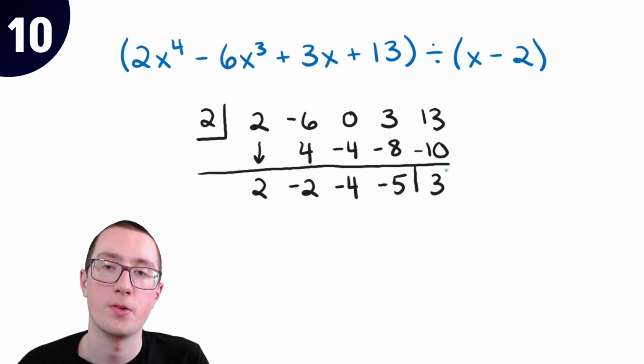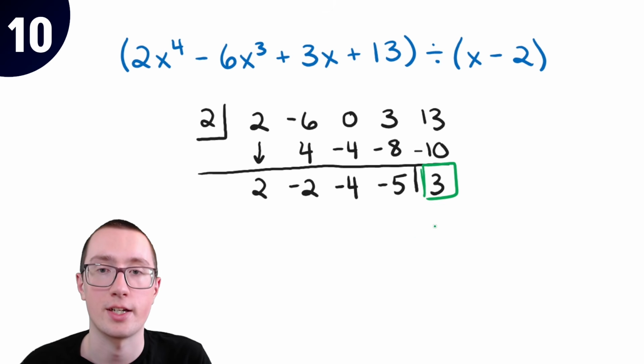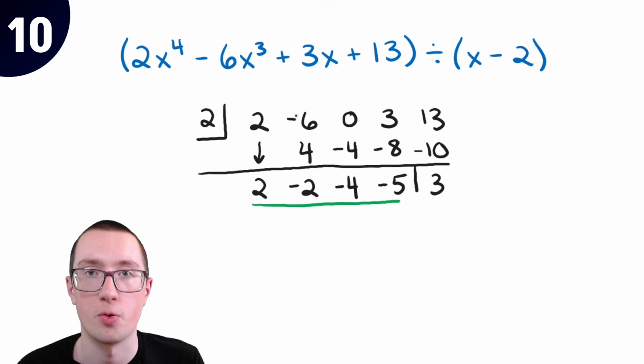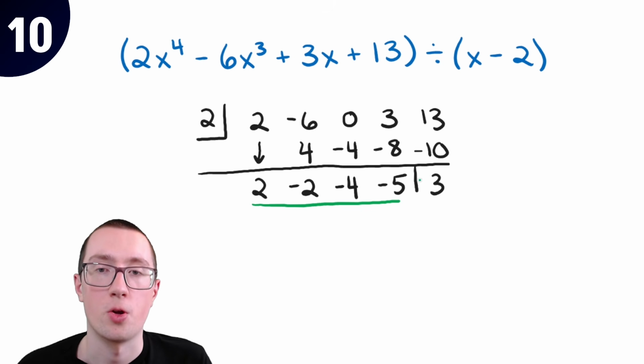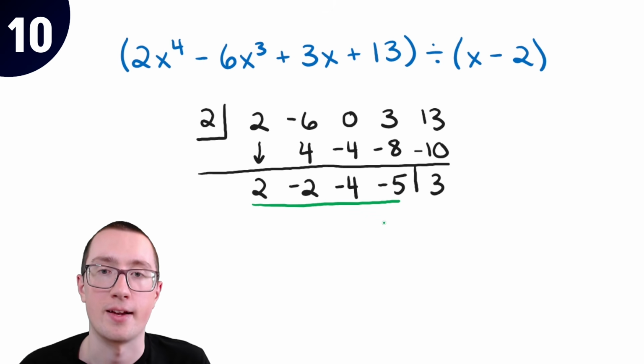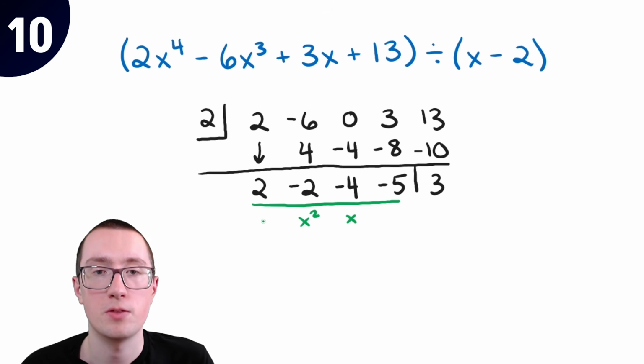So we're going to ignore this part here in the extra box. So just kind of pretend that this 3 isn't here for a second. All right. This right here is going to be our answer. And we're going to list it using the x to the third, x to the second, that kind of stuff. So -5, the number all the way to the right, not including the box, is going to be the number by itself. Then every time you go to the left, we add an x. So -4 is going to be the number in front of x. -2 is going to be the number in front of x squared. And +2 is going to be the number in front of x to the third. And if you had more numbers, it would be x to the fourth, x to the fifth, and so on.